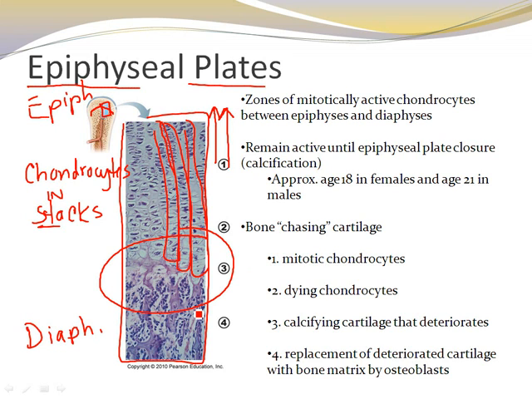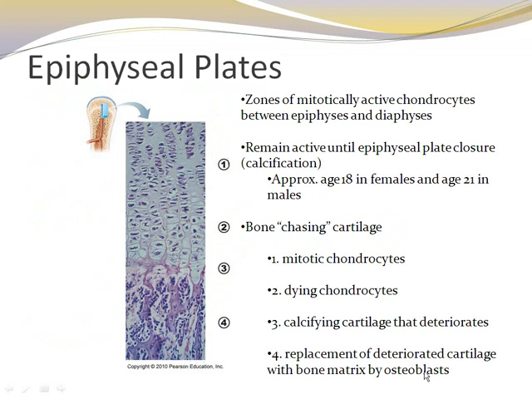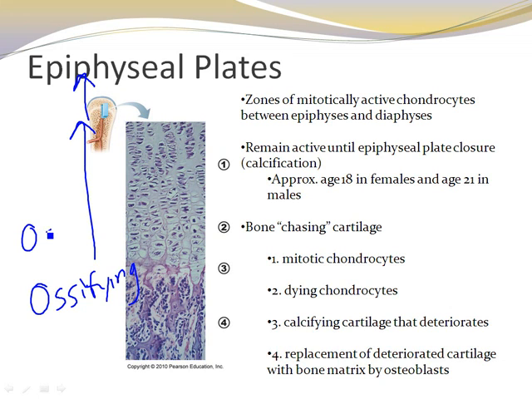It ossifies. Okay? So what you have here going on in the growth plates is that the bone that's forming is chasing the cartilage. Okay? So it just keeps pushing upwards this way, and down in here it's ossifying. As this keeps pushing upward, more ossification occurs here. Pushes upward even more. Ossification occurs down in here.